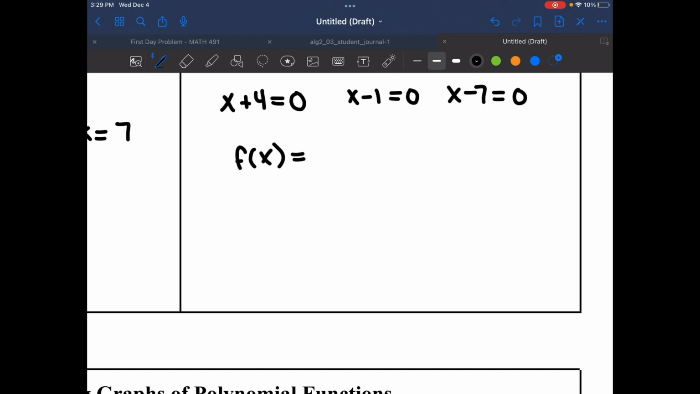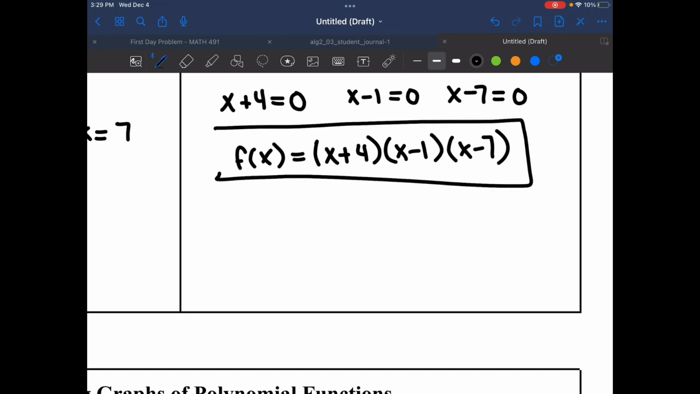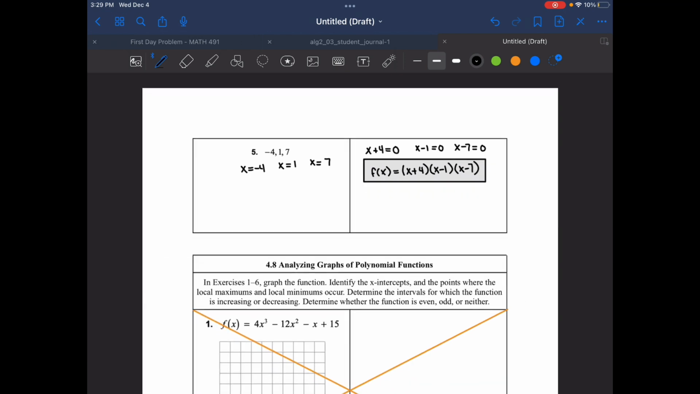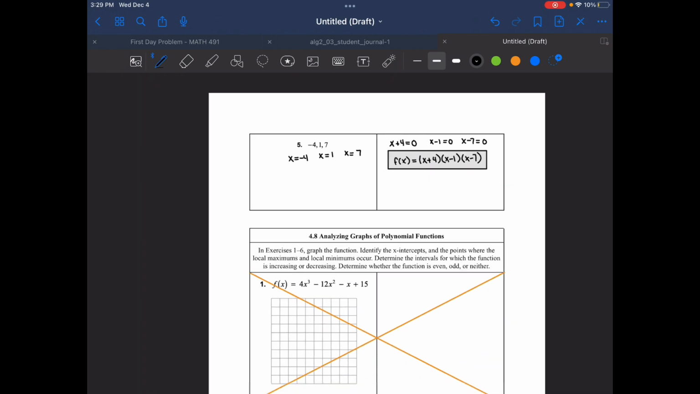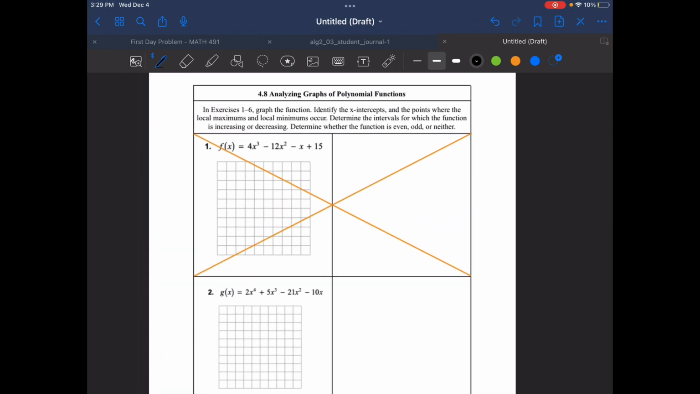If I write my function, I can come up with a leading coefficient of 1, so I'm not even going to write anything in there. I'm just going to secret 1. x plus 4, x minus 1, and x minus 7. We practiced this in our project. And there's a million polynomials that could have these solutions, but we've just come up with the easiest one, basically.